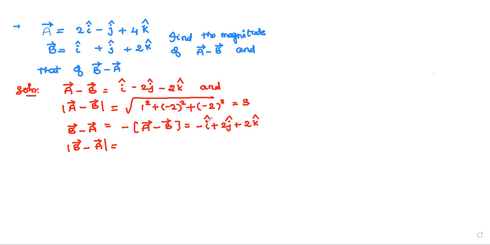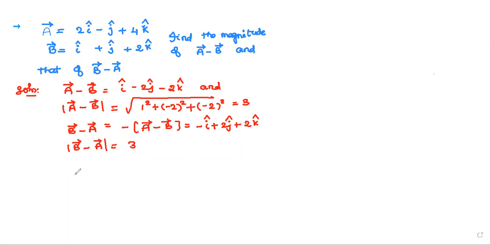Will anyone say the answer? You said something, Nana. I think you are not audible. Sir, the answer is 3. Yes, exactly, 3. Again, you will get minus 1 whole square, which is 1 only. 2 whole square is 4. Again, 2 whole square is 4. 4 plus 4 is 8, plus 1, again 9. Root 9 is 3. Exactly.